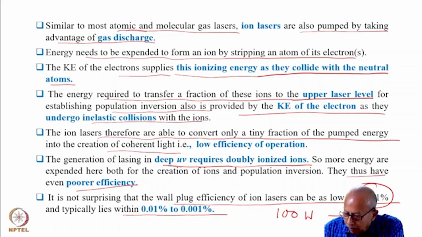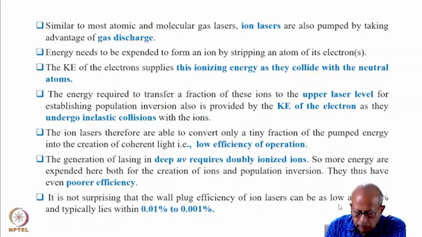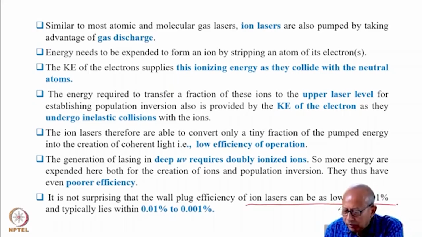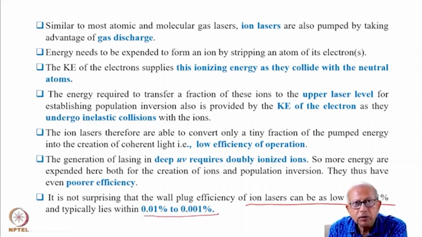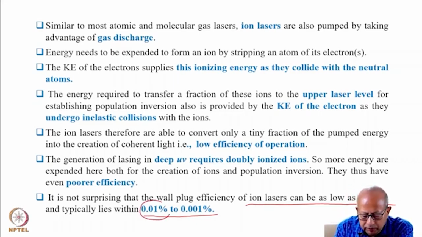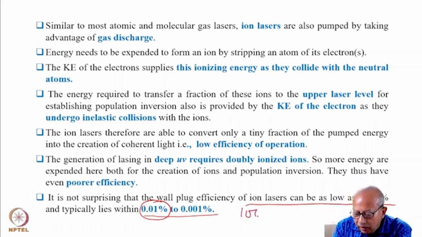It is not surprising that the wall plug efficiency of ion lasers can be as low as 0.001% and typically lies within 0.01% to 0.001%. Let us assume that such a laser operates at 0.01%. And suppose our input power, that is the power we draw from the line, is 100 watt.